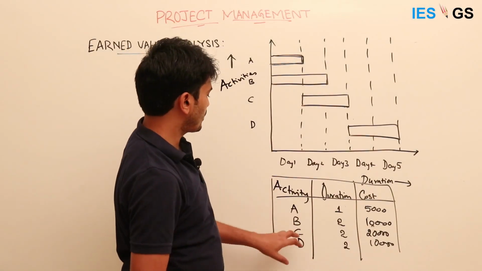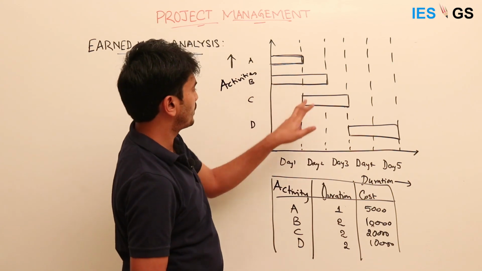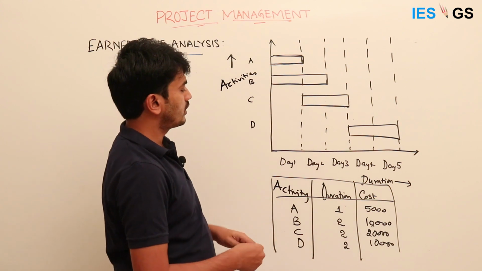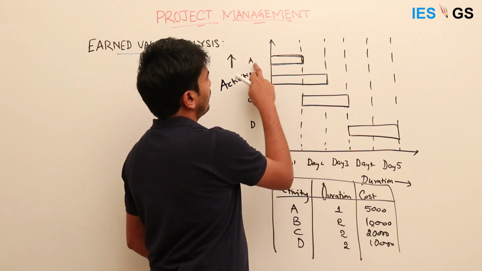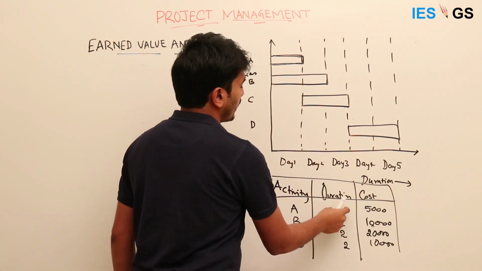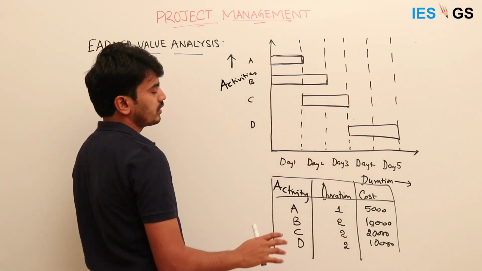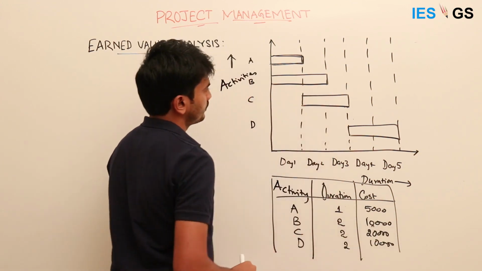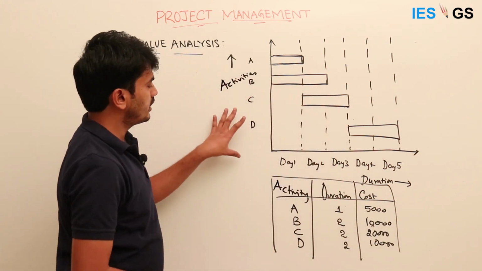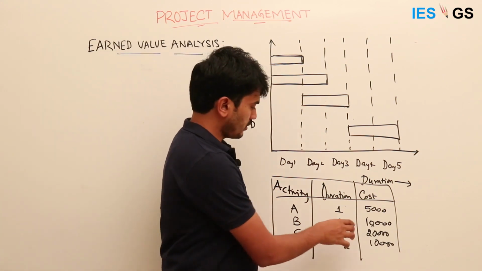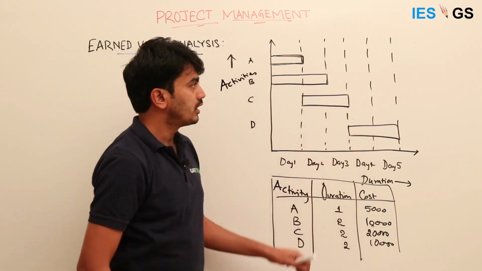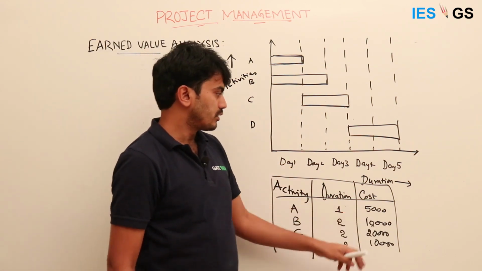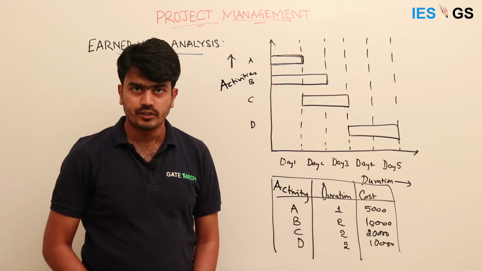So now we have the durations. Activity A takes 1 day, that is represented by this bar, and the cost it will incur for activity A to be performed over 1 day is 5,000 in total. Activity B runs for 2 days and it costs 10,000. So this is as per the plan. This is the schedule, that activity A starts and ends on day 1 and it costs 5,000. This is what we got from the project schedule.